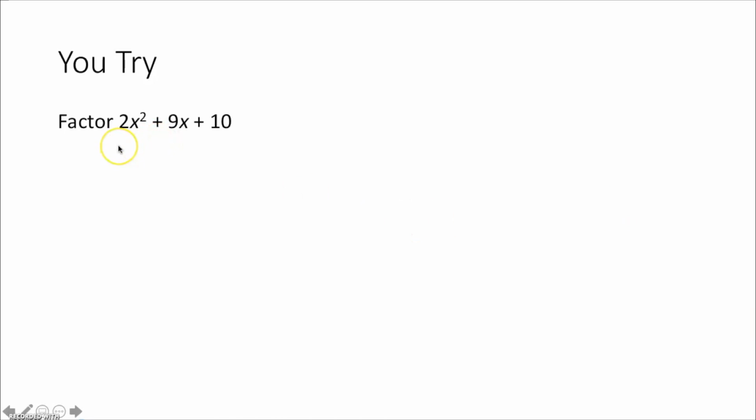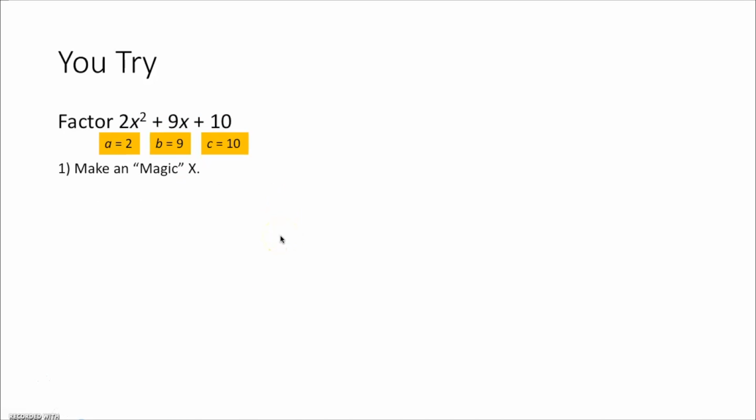Okay, same thing here. So first, is there a greatest common factor we can take out? There's no number that divides into each of those evenly. What about, is there a variable each term has? No, this would need an x. So we move on to our magic x. We have our a, our b, and our c value.